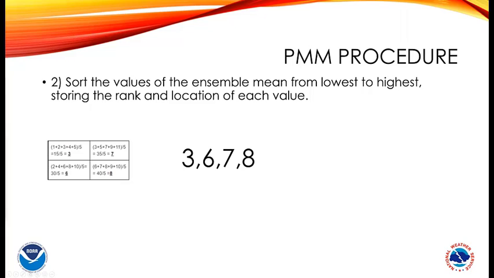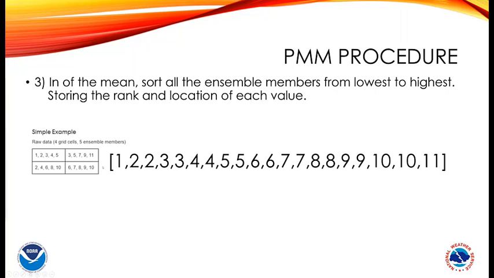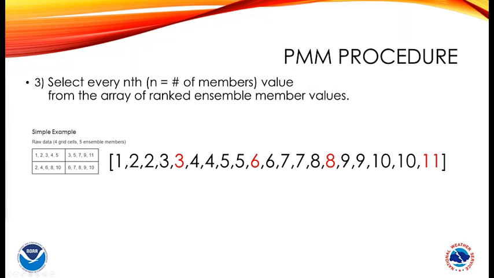Now, we sort the values of the ensemble mean from the lowest to the highest, storing the rank and location of each value. So if we noticed here before, this is exactly what we had in the previous example. Now what we do is, going from lowest to highest, we take every value from every grid, all five values from each grid point, and we put them from the highest to lowest. Then because we know there's 5 ensemble members, we select every nth element or number, which is the number of members. If we had 90, it would be every 90th value, or 100th, and so forth, but here we had 5.